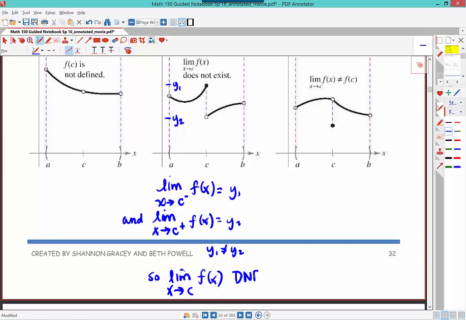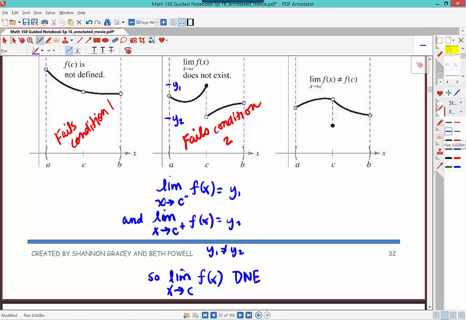And I'll put D and E for does not exist. Good so far? So it fails condition 2. Now over here, this one will say fails condition 1. This guy fails condition 2. Now, what about this one?